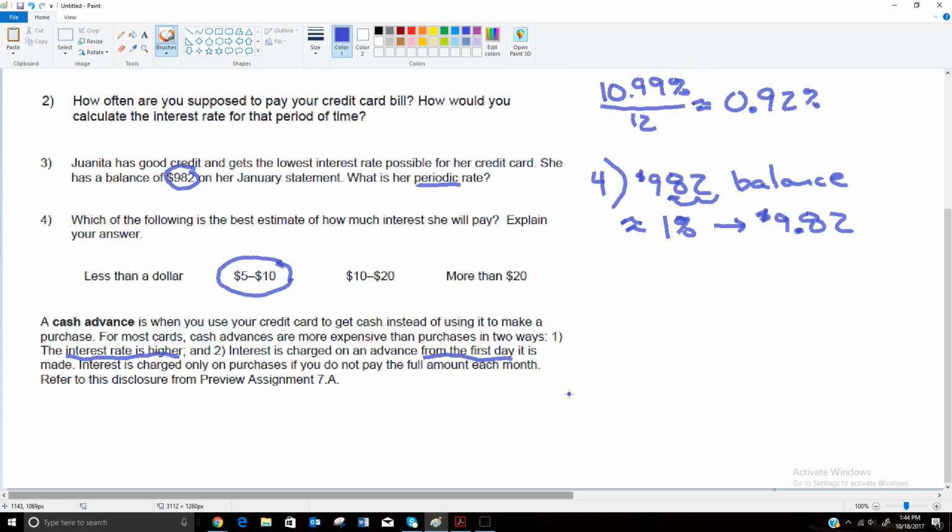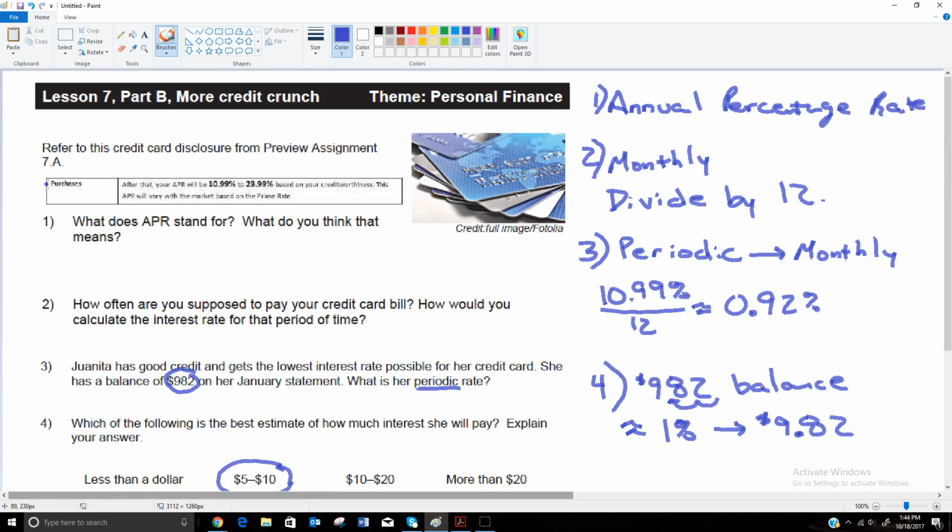So it says finally with this little discussion that we're to refer to the disclosure from preview assignment 7A. So that's this disclosure. And this one just says purchases. If you go back and look at the one that was actually in lesson 7A, it actually says annual percentage rate APR for purchases. So when we're looking at this number right here, this 10.99% and this 23.99%, that's only for purchases.